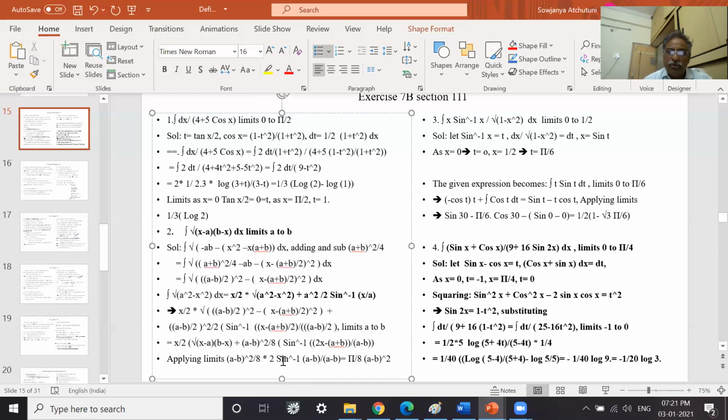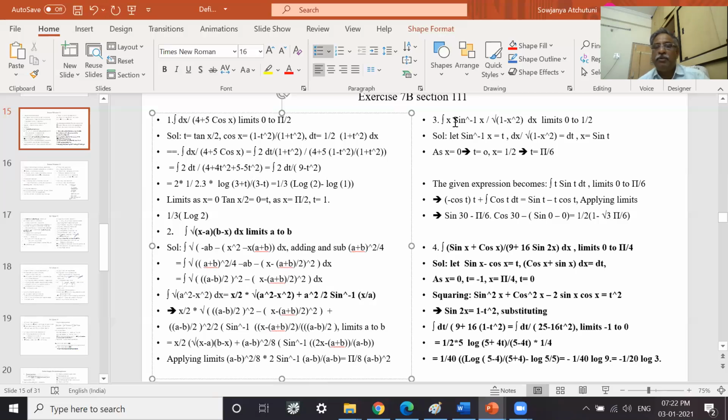You know how we got this 2 sine inverse? When I put x is a, 2a, this becomes a minus b by a minus b. When I put x is b, this becomes b minus a by a minus b, sine inverse minus 1. So this is minus pi by 2, and this is plus pi by 2. So minus of minus pi by 2 is plus pi by 2. So this becomes 2 into pi by 2, that is becoming pi. So pi by 8, a minus b whole square. Either we can do independently or we can club also. A very difficult problem to understand. So we have used the formula root of a square minus x square is equal to, so this given formula we converted into this format.